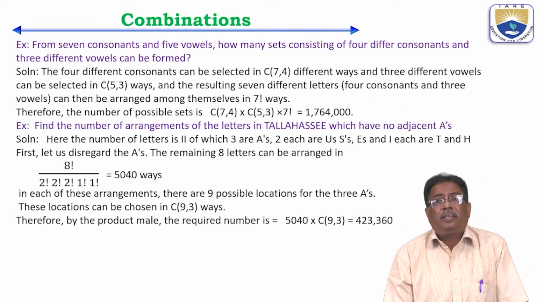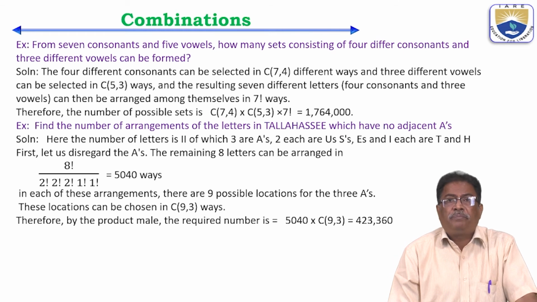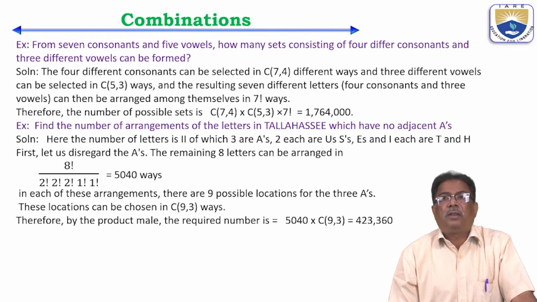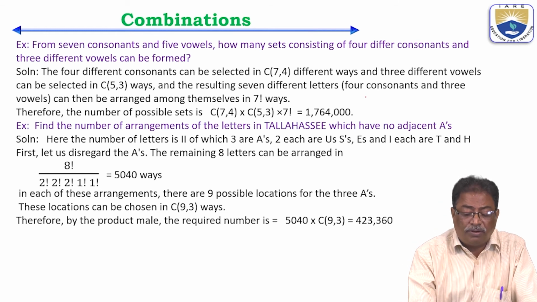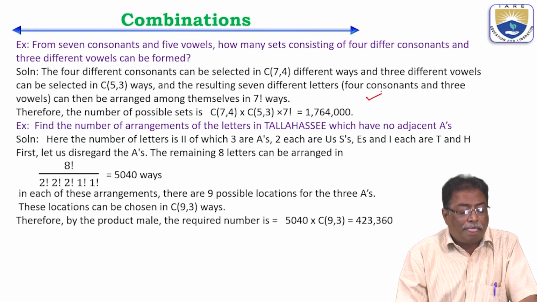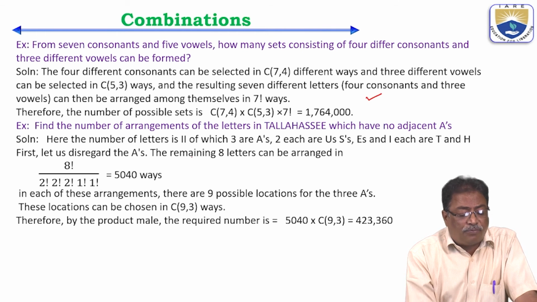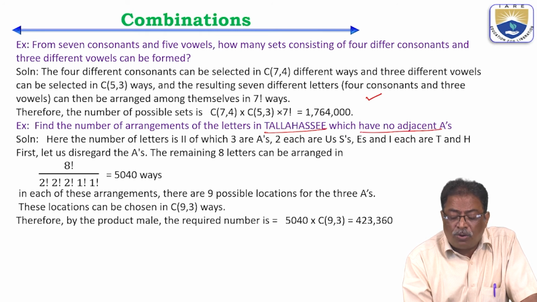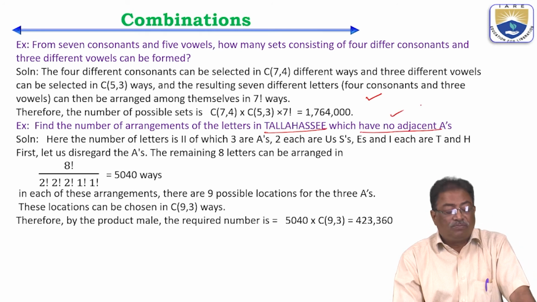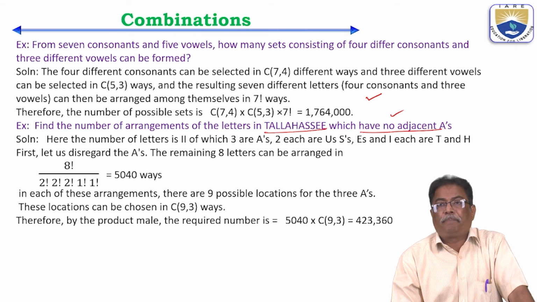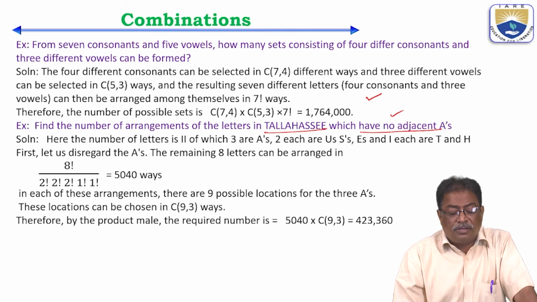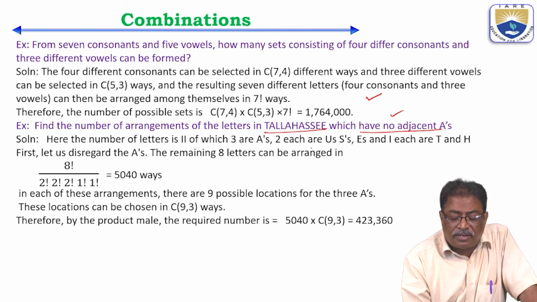So now, let us go for the other one. A similar problem was there earlier, from 7 consonants and 5 vowels. This is already over. And now, find the number of arrangements of the letters given, in which no adjacent A's occur.